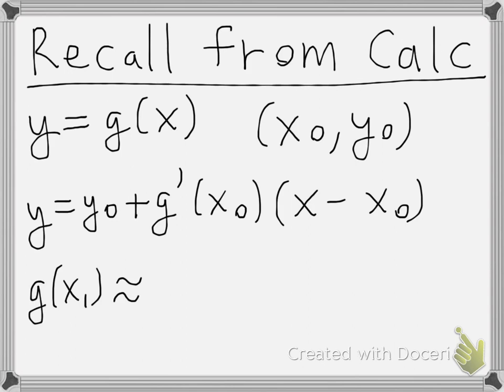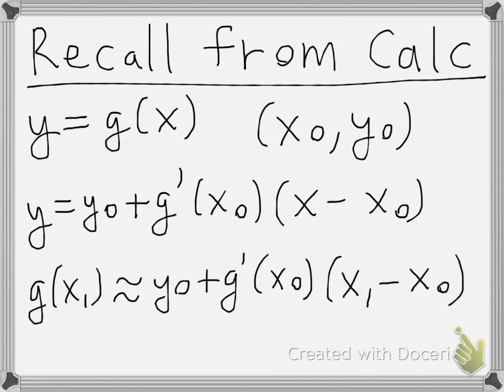And for an x value x1 near x naught, we can use the tangent line to approximate the value of g of x1 by plugging x1 into our equation of the tangent line. So g of x1 is approximately equal to y naught plus g prime of x naught times x1 minus x naught. So that's the differential approximation of g for values of x near x naught.